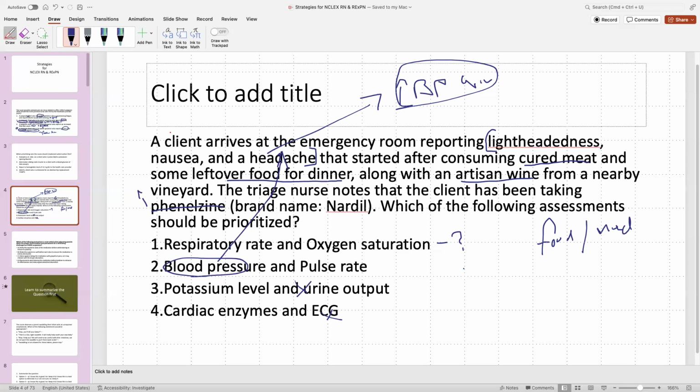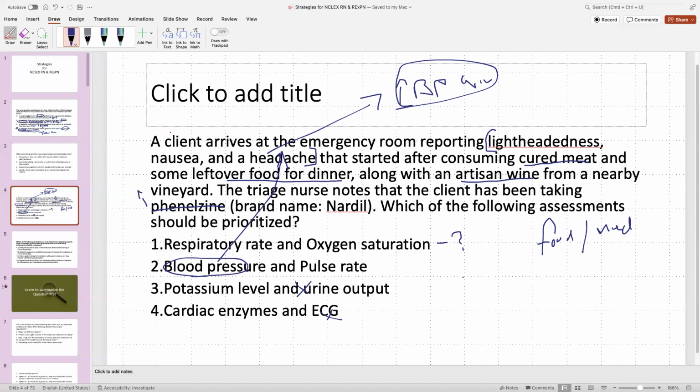Those kinds of food, when mixed with phenelzine, cause hypertensive crisis. But that is not entry level knowledge, that is beyond it. So the entry level knowledge here is that lightheadedness, headache, and nausea are a classical sign of hypertensive crisis, and you try to connect the option with the keyword in the question. That is how we do it. So remember, first find out the keyword in the question.